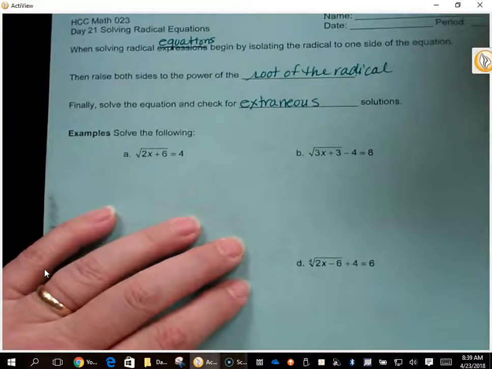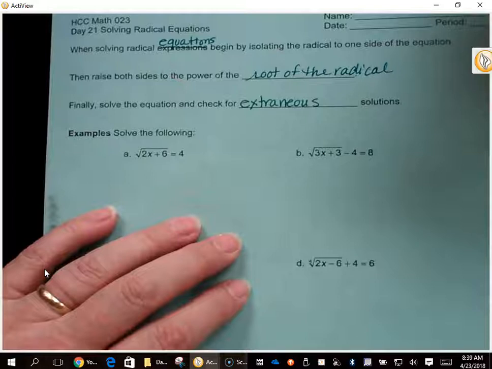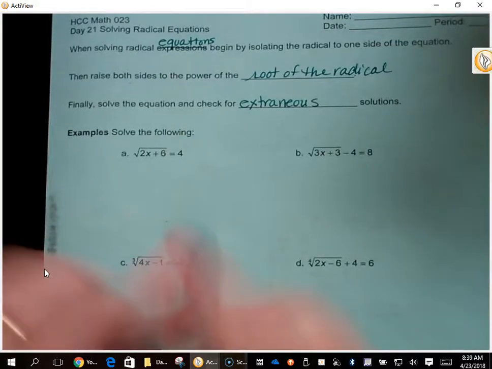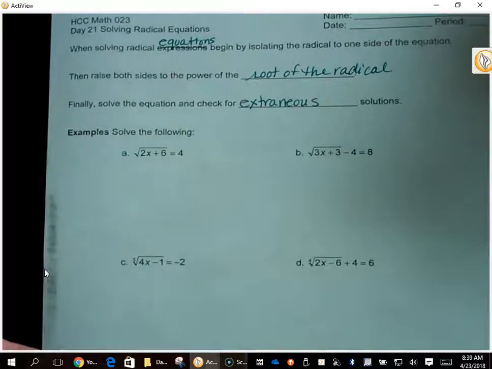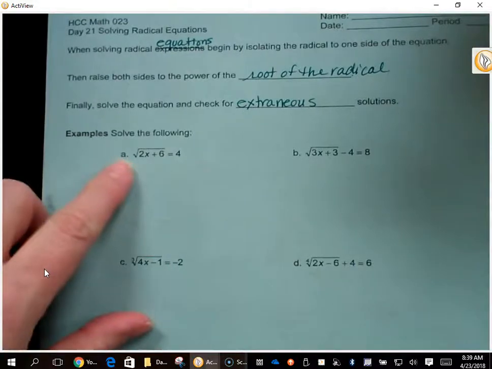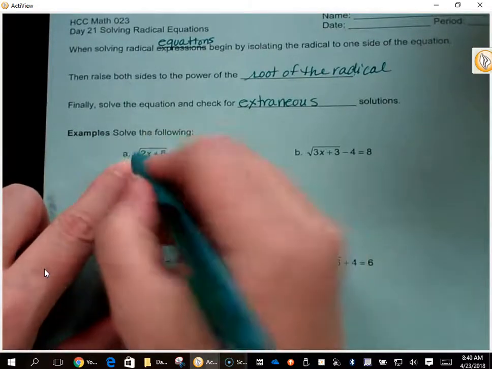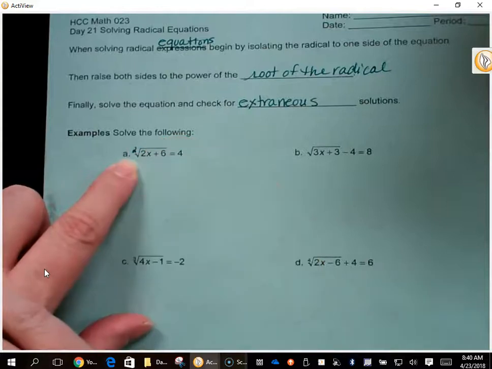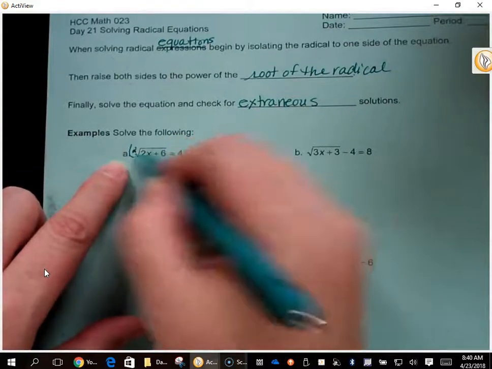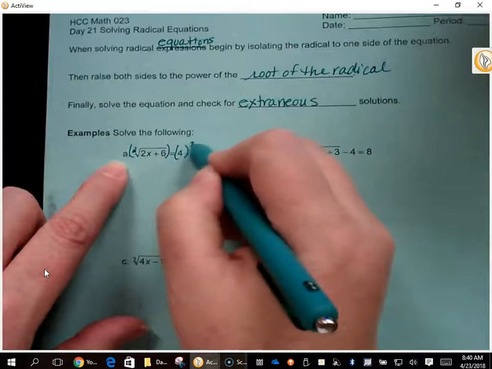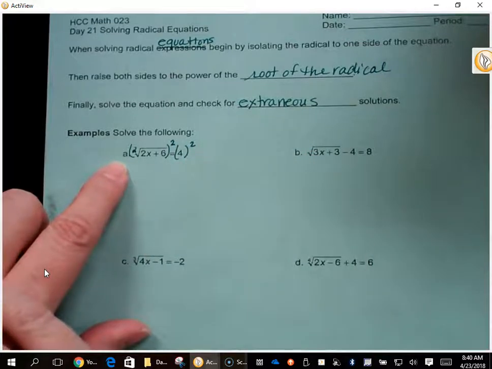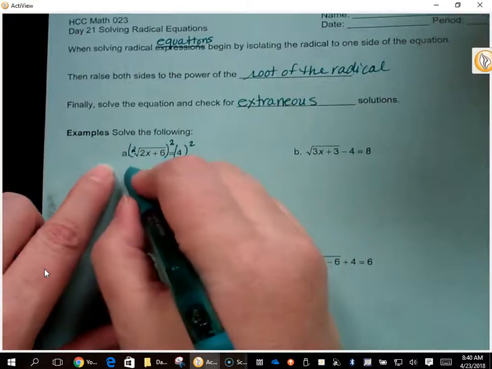Our first step is to see if our equation has the radical on one side and everything else on the other. When we look at part A, indeed it does. So check for step 1. Step 2 says to raise both sides to the power of the root of the radical. I don't see a number here, so that means it's a square root. Since this is a square root, we're going to square both sides.